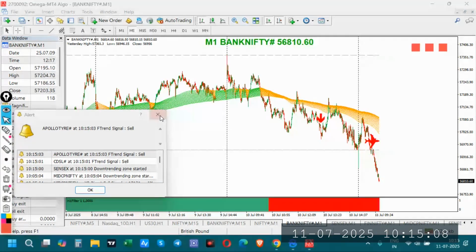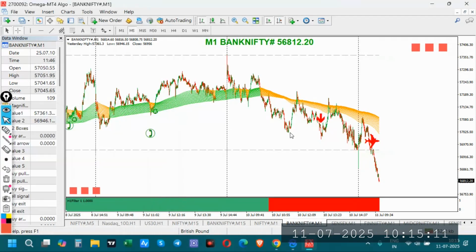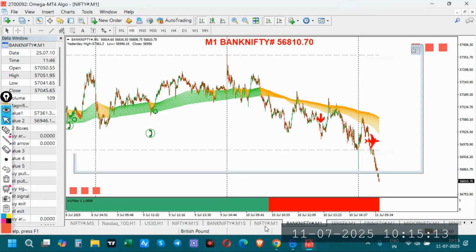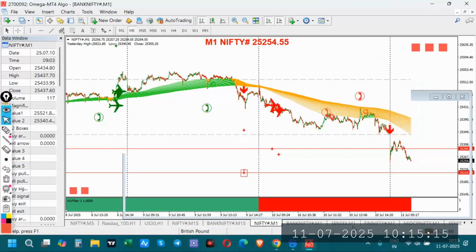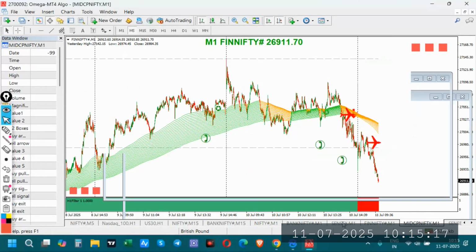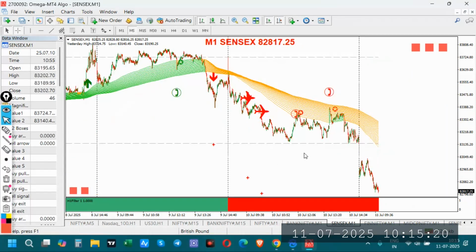So in this webinar, we'll try to consider an index: Nifty, Bank Nifty, Sensex, Mid Cap Nifty. And you can use this one more for every market, not only Nifty and Bank Nifty. You can trade any market with this one.